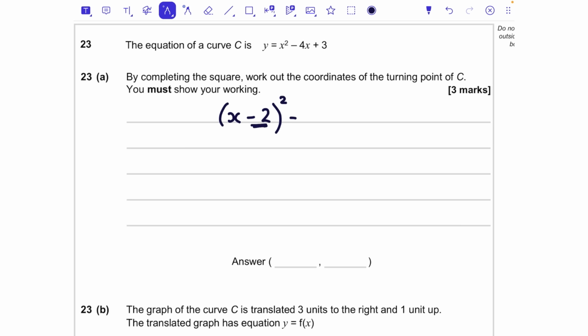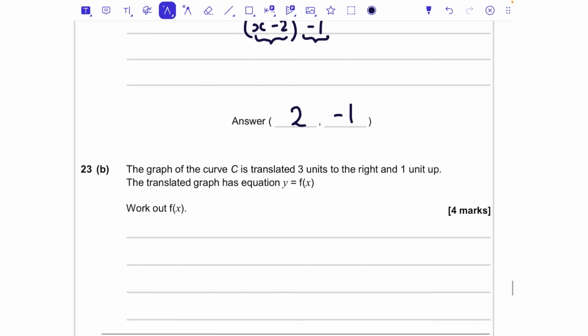Take away that number squared and then bring down the plus 3. So that's going to be x minus 2 all squared minus 1. The minus 4 add the 3 makes minus 1. The turning point is whatever makes this bracket equal 0. So that's going to be 2, the value of x. And then just this number here is going to be our y coordinate. So (2, minus 1) is the coordinates of the turning point.